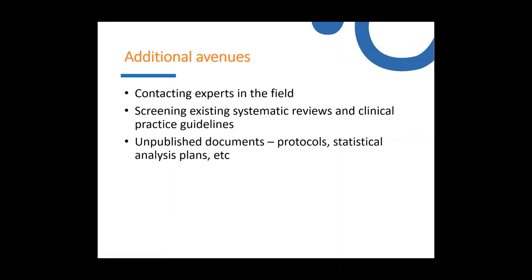In addition to this, when we're looking for clinical trial data, we also contact experts in the field. We screen the citations within existing systematic reviews, and the systematic reviews buried within the clinical practice guidelines. We also look for unpublished documents, through various means, including finding them through Google Scholar. So overall, it's quite a fragmented process, and as far as I'm aware, there's no one-stop shop that would allow one to search for studies in such a way that would also meet the requirements for Cochrane.